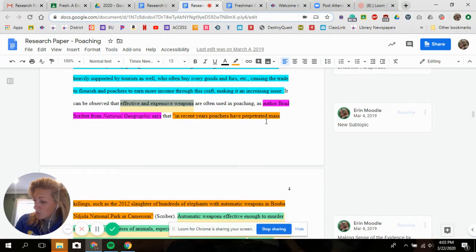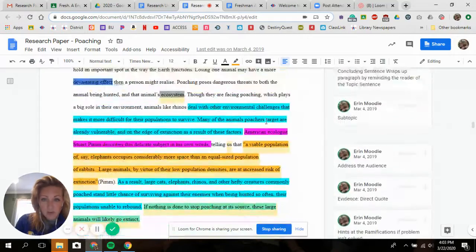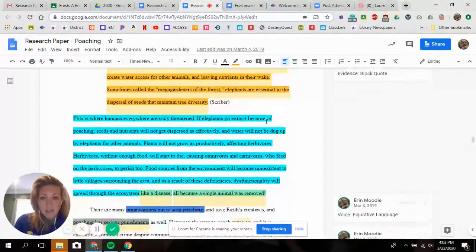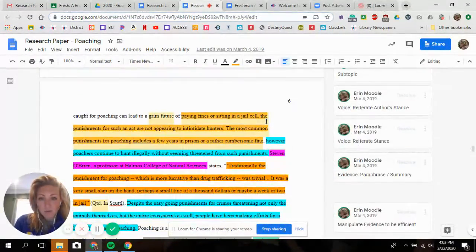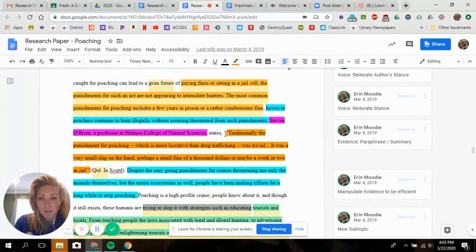And then I'm going to jump to page 6, where our student example uses a speaker tag with a comma to correctly use a quote weave. So do you see here where it says, Stephen O'Brien, a professor at the College of Natural Science, states traditionally the punishment for poaching, and goes on and on. Okay, so we have 3 different types of manipulating the evidence, or having a variety of the quote weave styles here.